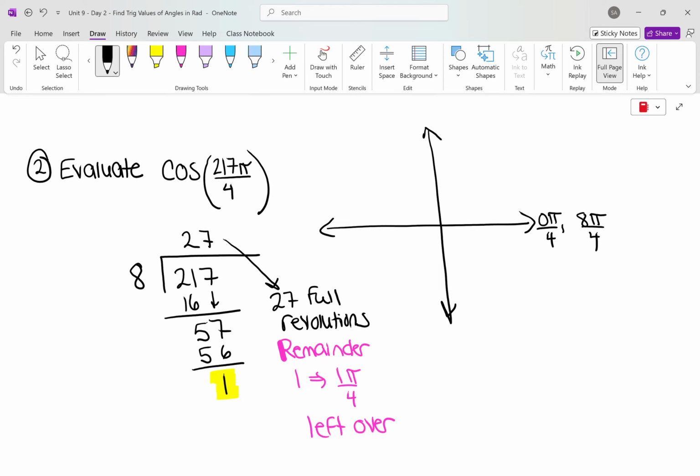So now let's finish labeling our axes. So we're pi over 2, pi over 2 is going to become 2 pi over 4. Pi will be 4 pi over 4. And then 3/2 pi will be 6 pi over 4.